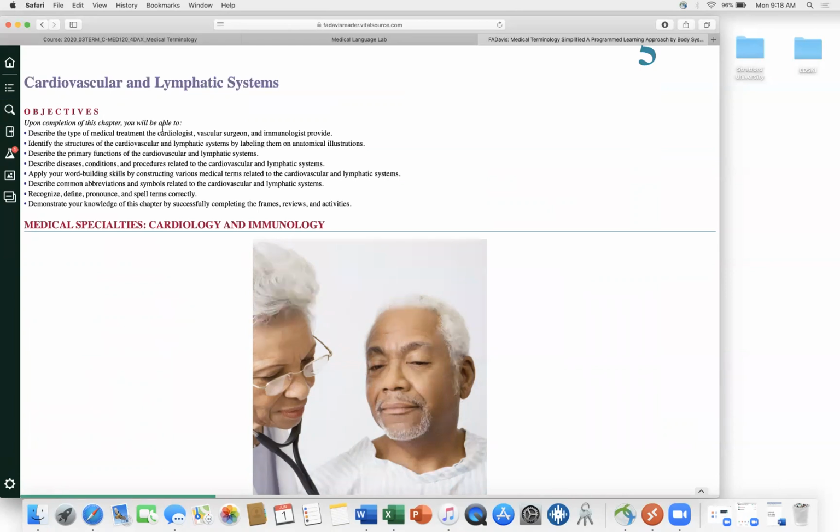So the first thing is, who are the people in your neighborhood? Cardiologist, vascular surgeon, immunologist. Who are these people? Identify the structures. Now, we're not in an anatomy class, but it's nice because a lot of the structures and a lot of the words will pertain. So it's really nice that your medical terminology class really backs up your anatomy and physiology classes. What are the functions? Just a little bit. Some of the conditions or pathologies, but really important are these word building skills, which we're about to describe momentarily. And of course, common abbreviations.